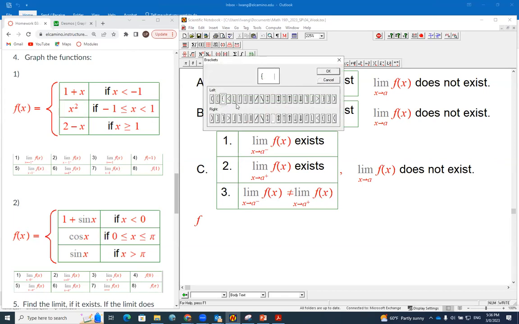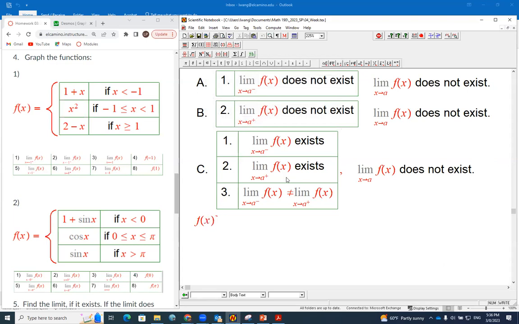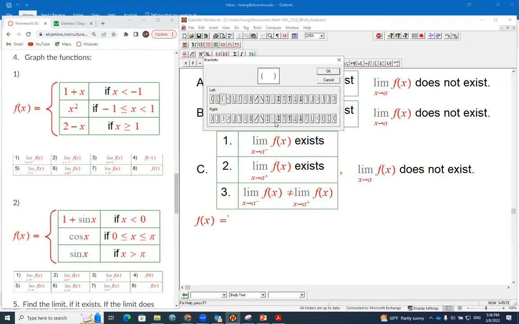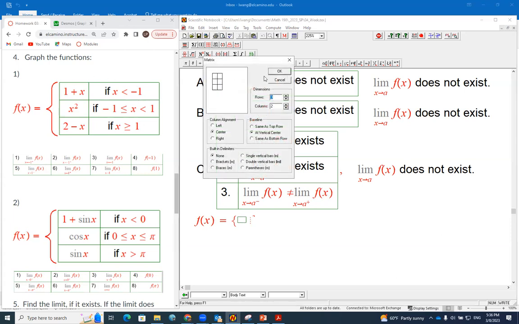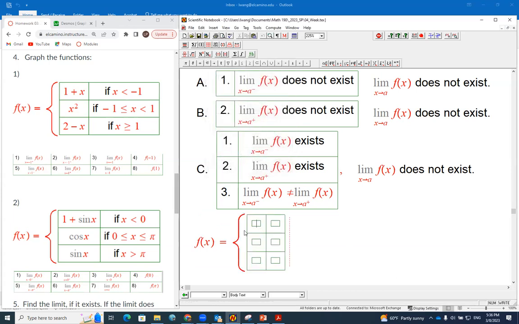I'm going to talk about how we graph the function. One way to graph the function is the following. Of course, you should do it piece by piece. You need to be very clear about the domain. What is the domain of this function? Less than -1, from -1 to 1, and so on. So this function is defined everywhere. The domain is all real numbers.